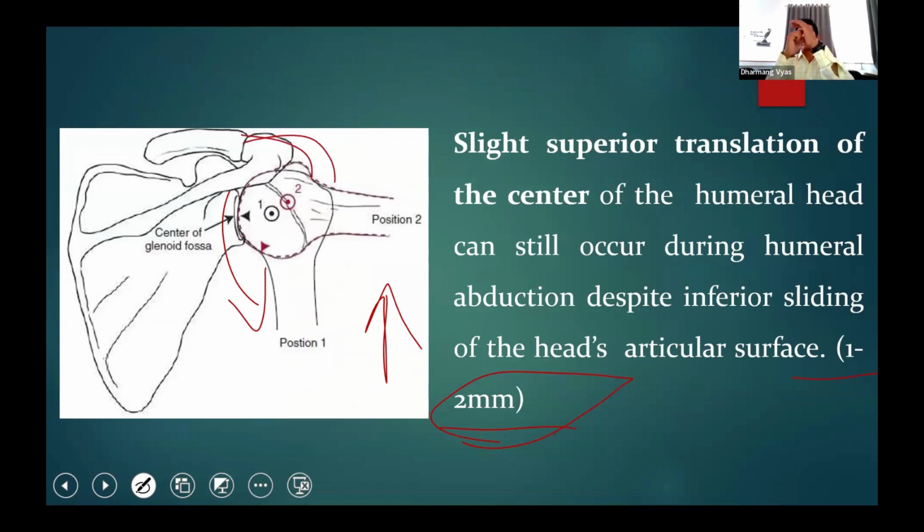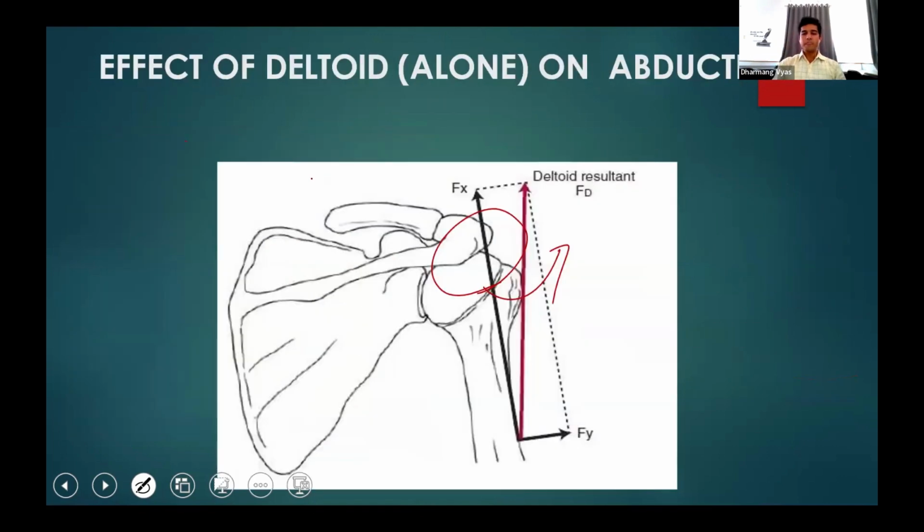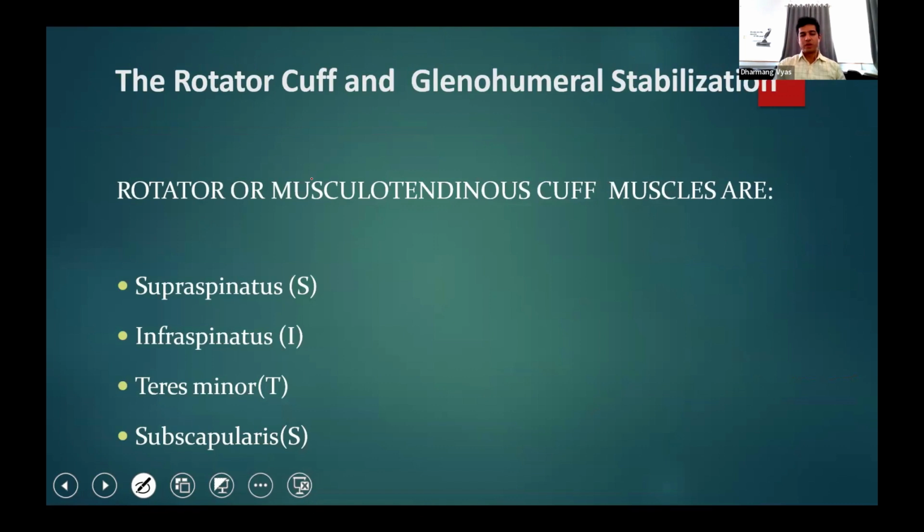Hence, what supraspinatus does is not only create initial abduction, but it rotates the head down, pulls it down, rotates it like this, so that the deltoid can do abduction without creating any impingement. Right? So we have four muscles, like we said: supraspinatus, infraspinatus, teres minor, and the subscapularis.